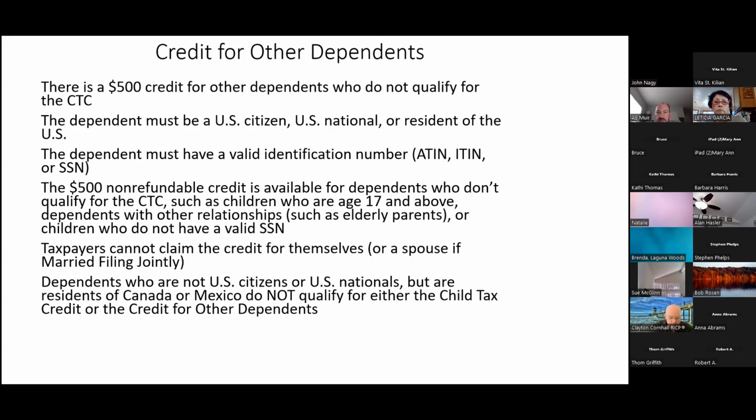Again, they've got to be a citizen or a resident alien or a U.S. national, which I think I've seen maybe once or twice in the entire time I've been involved in taxes. So you just don't see it that often. And then they have to have what is called a valid ID number. Typically, most individuals will have a Social Security number, or they may have an ITIN. And an ITIN is an individual taxpayer identification number.